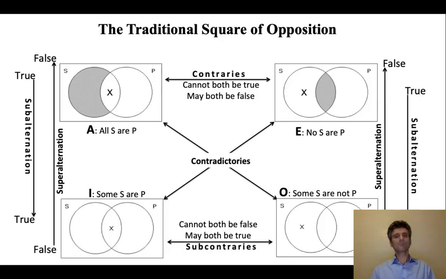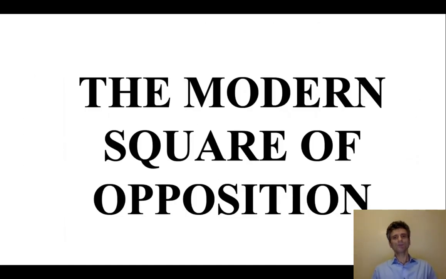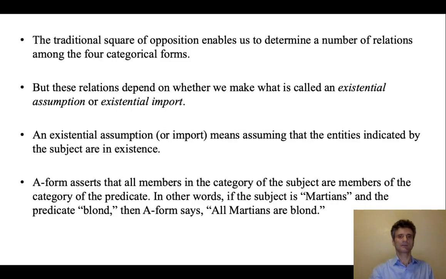Until one point in the modern world, modern logicians observed that there is a problem or several problems with the traditional square of opposition. So let me talk about now the modern square of opposition. So what's the problem with the traditional square of opposition? Well, the traditional square of opposition enables us to make a number of inferences among the forms.